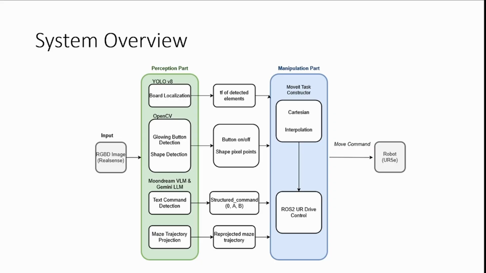The system architecture is divided into two main stages, the perception stage and the manipulation stage. The perception stage takes an RGBD image from the RealSense camera, which is used for board localization, button detection, shape detection, text command detection, and maze trajectory projection. The outputs are TFs, the button status, and structured commands, all of which are passed down to the manipulation stage.